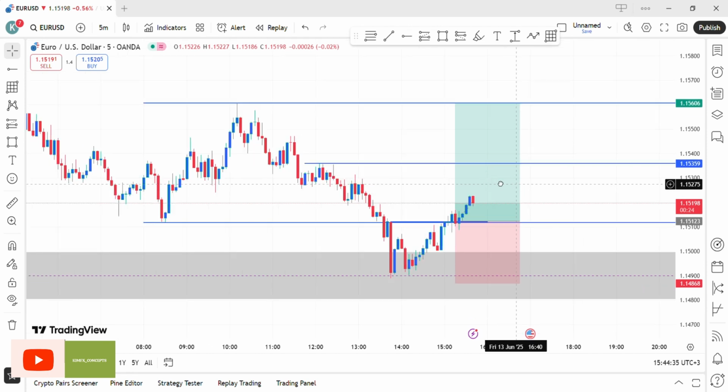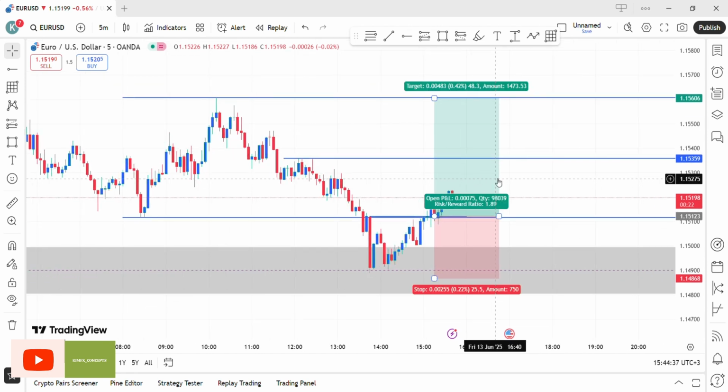So that is how you trade CRT. And we normally say the reason we're having our first take profit at the 50% of the range is that a complete CRT happens at the 50%. Once the price taps the 50% of that range, that is a complete CRT.